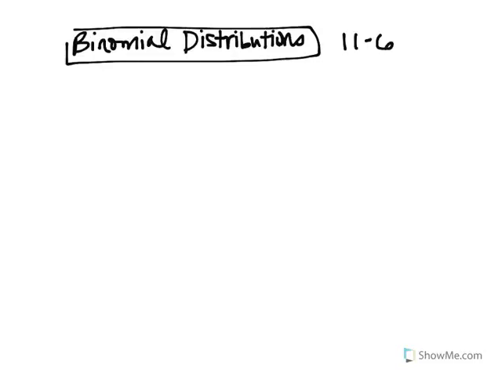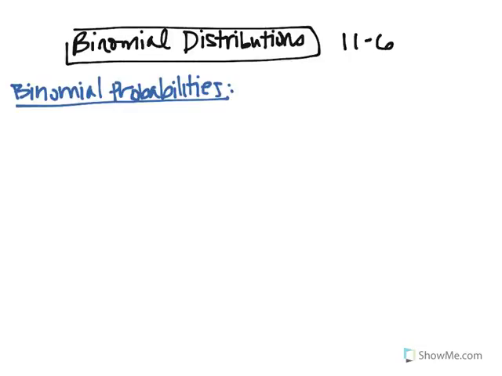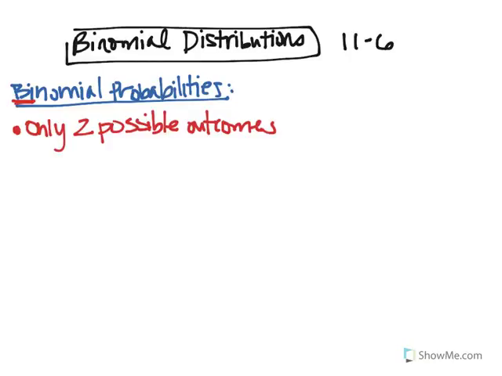This section's main focus is on binomial distributions. So the first thing we're going to talk about is binomial probabilities. With a binomial probability, you only have two possible outcomes, thus the prefix bi. Those two possible outcomes are either a success or a failure.